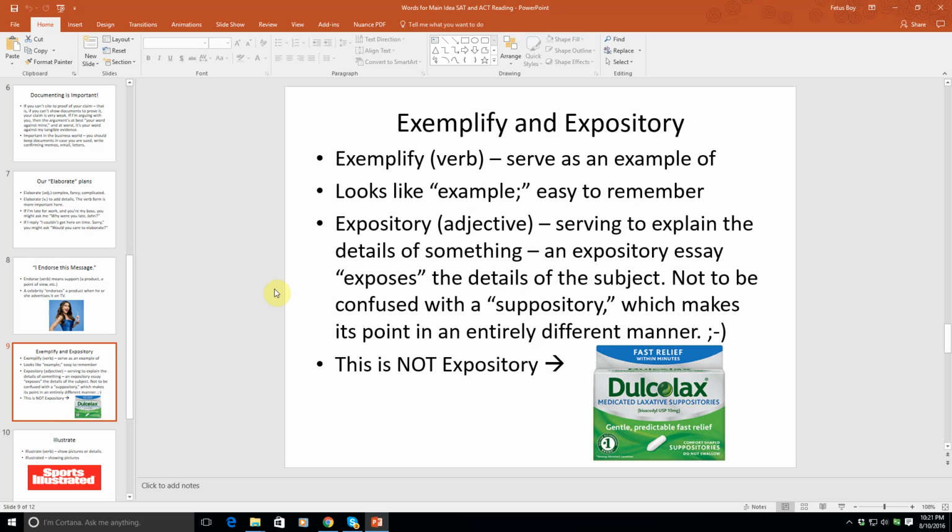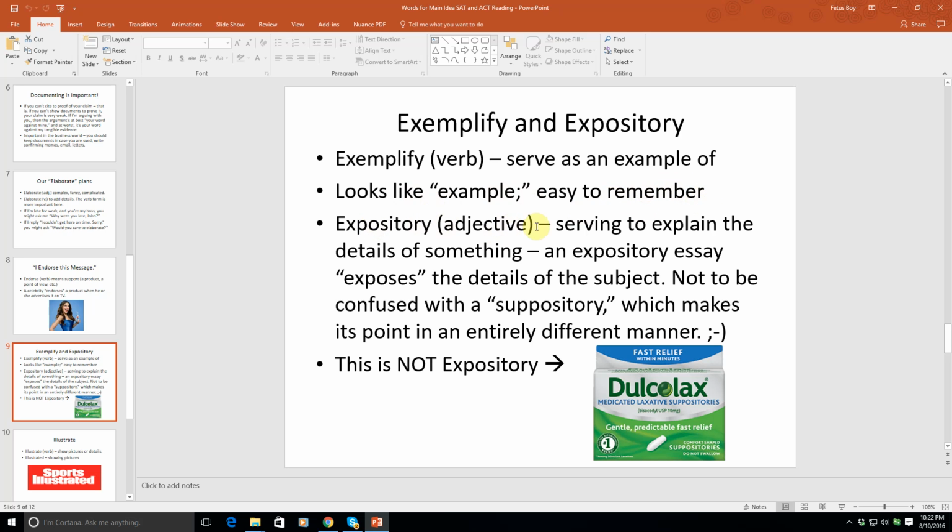Exemplify and expository. To exemplify, which is a verb, is to serve as an example of. It looks kind of like example, and you can tell that over the years it was pronounced a little bit differently, then it became spelled a little bit differently. So it just means to serve as an example of. Looks like example, it's easy to remember.